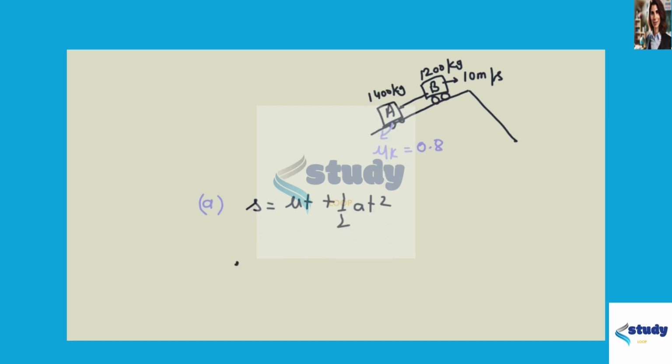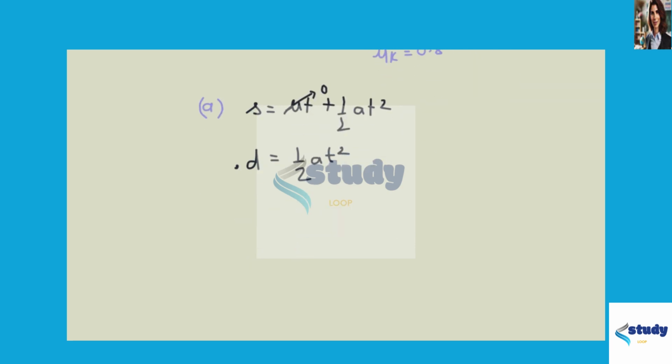So in the first part of this question, to determine the distance traveled by the cars before they come to a stop, we can use the equation s equals ut plus half a t square, where u is the initial velocity. We do not have any initial velocity here, so we can use d equals half a t square. Here d is the distance traveled, a is the acceleration, and t is the time.